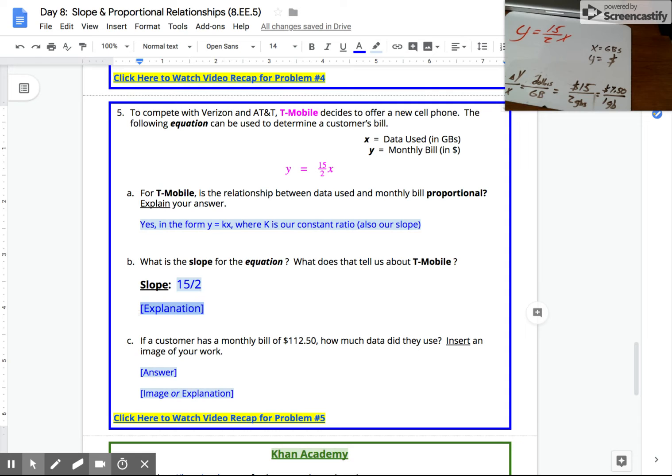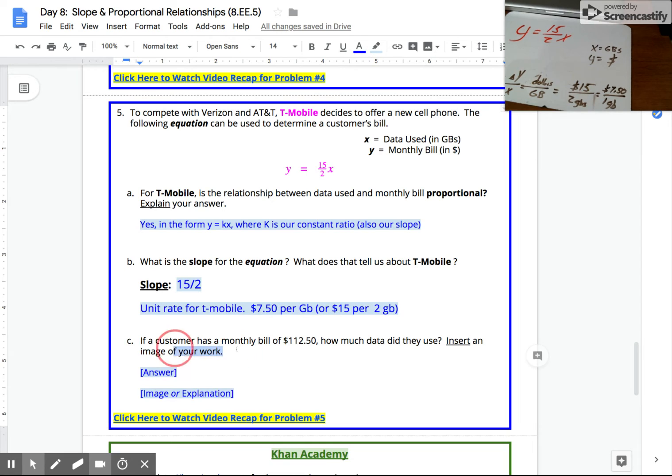Either way, it tells us the unit rate for T-Mobile: $7.50 per hour for $15. And it's not hours, my fault. $7.50 for every gigabyte, or that would be the same thing as $15 for every 2 gigabytes.